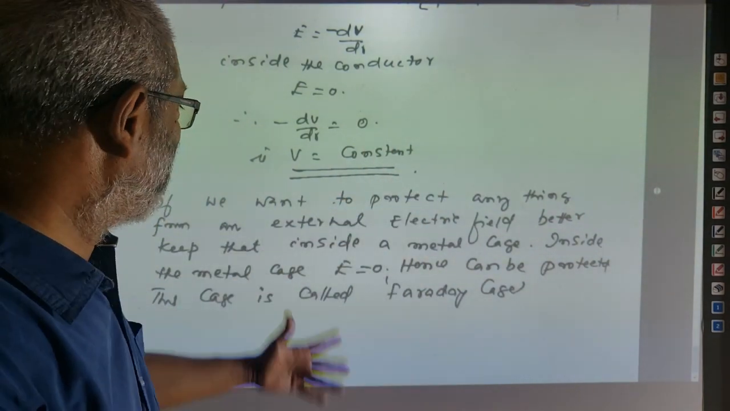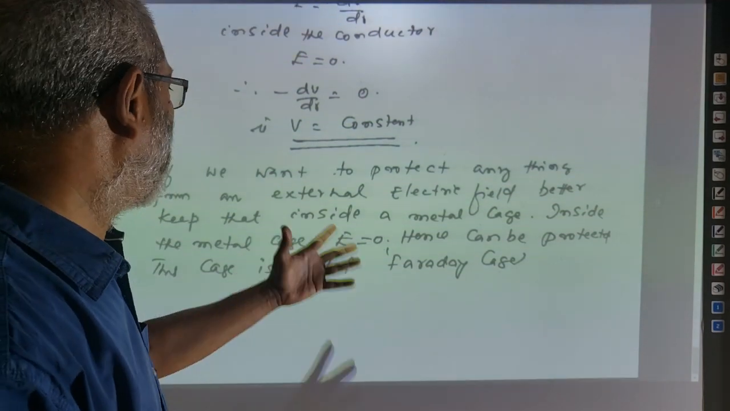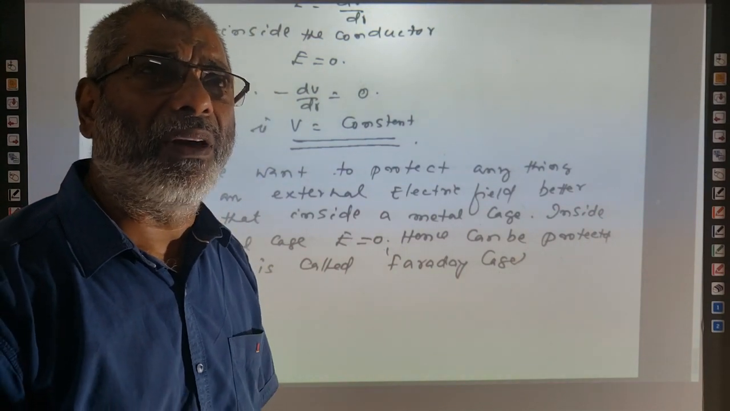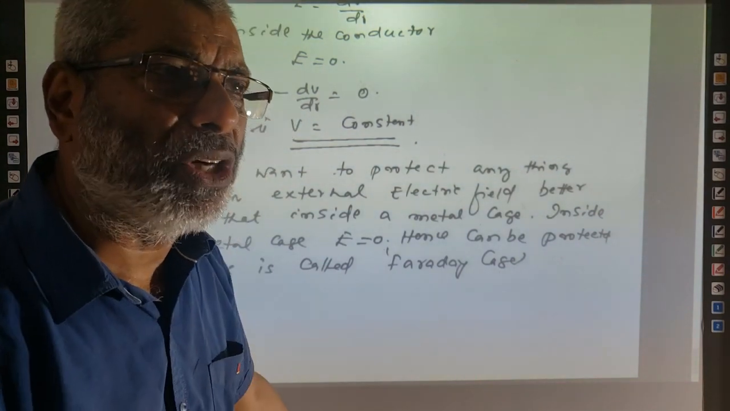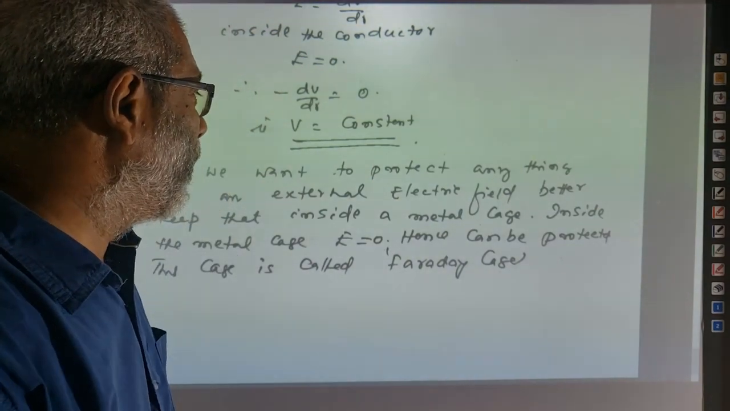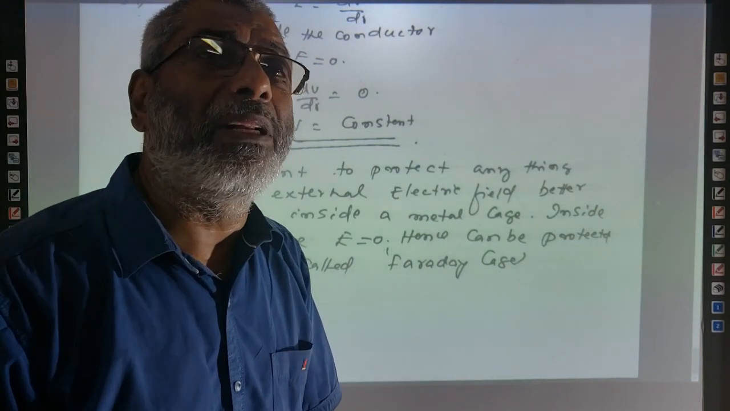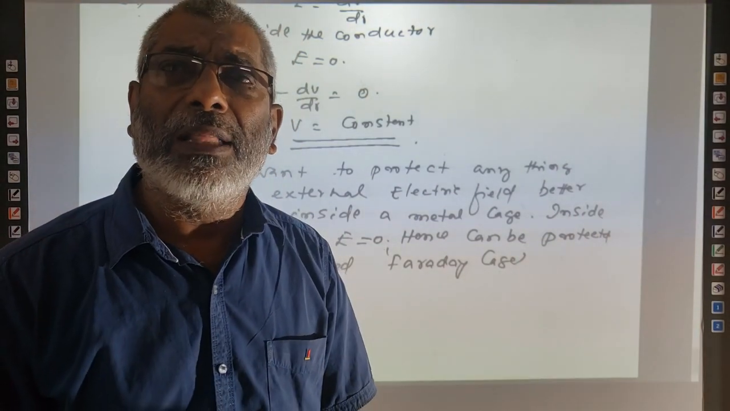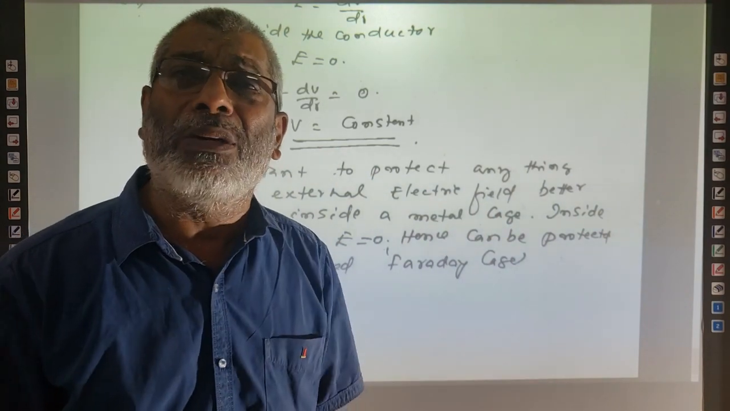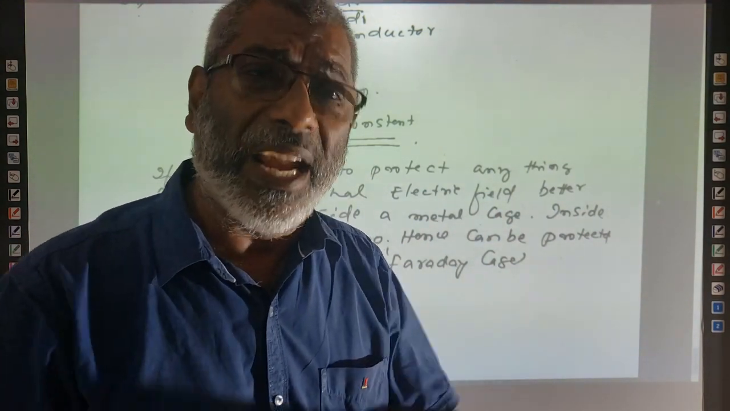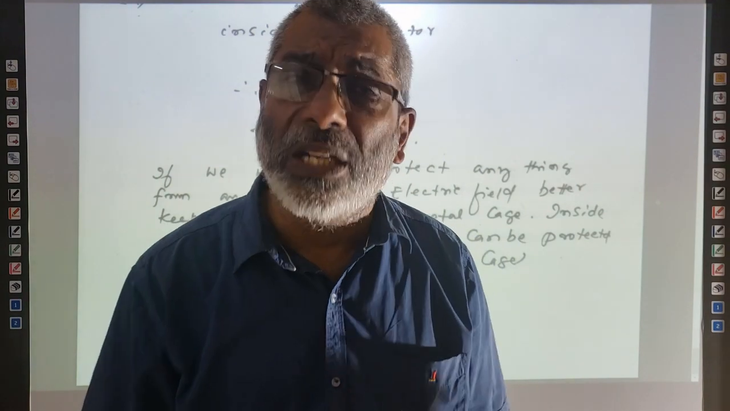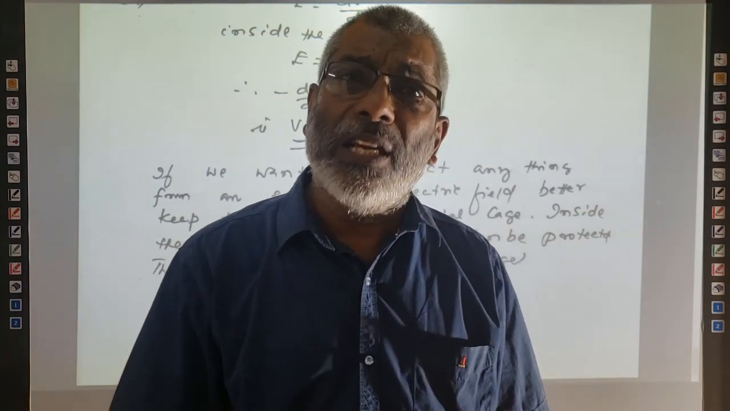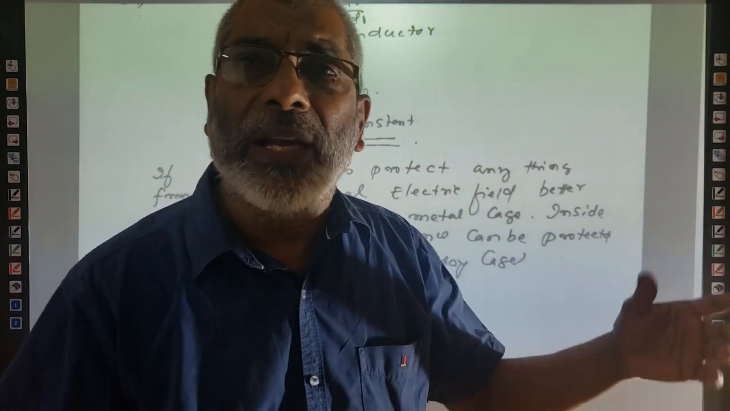Another point I tell you is that if you want to protect vulnerable objects that are affected by electric fields from external strong fields, what do we do? We have to keep those objects inside a metallic cage. Suppose a strong electric field is acting on the metallic cage, then the charge will remain only on the surface. Inside the cage made of conductor, no electric field will be there. The object kept inside will always be safe. And such cages are called Faraday cages.